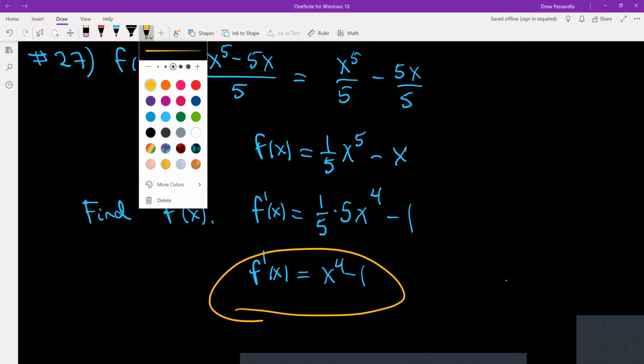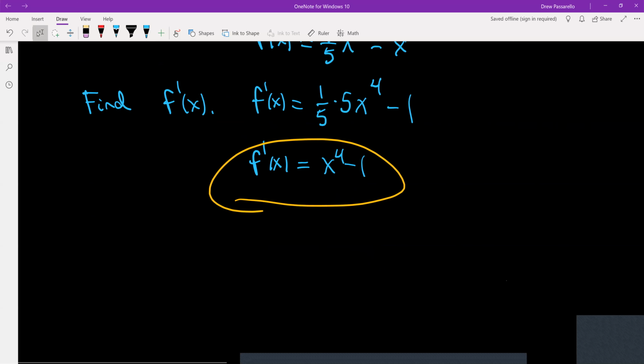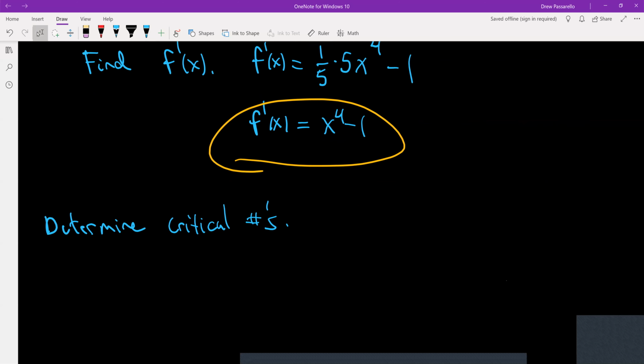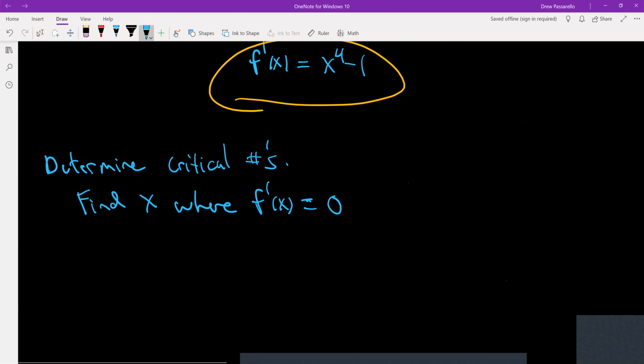Now I'm going to find critical numbers. Okay, so this is a polynomial. Like we said multiple times now, polynomials are continuous and differentiable. There's no case in which its derivative doesn't exist. So I only need to focus on setting it equal to 0. So find x where f prime of x equals 0. So I set x to the 4th minus 1 equal to 0.